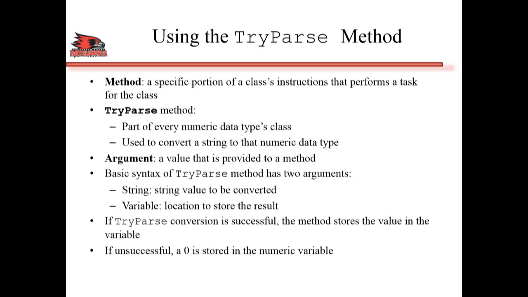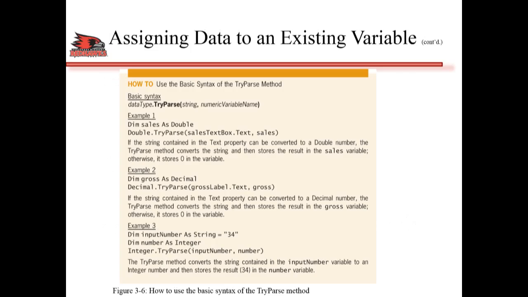Now this method will be unsuccessful if you're trying to convert a string to a number, but the string itself is not any number. Like if someone mistakenly puts a name in the age text box, then the method does not have any idea how to convert that to a number because it's a string, right? So if it's unsuccessful, this method basically stores a 0 in the numeric variable.